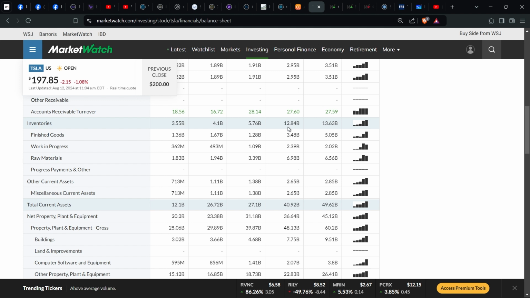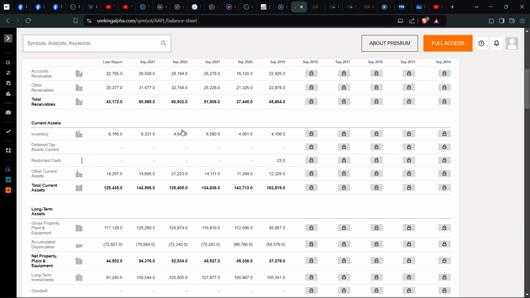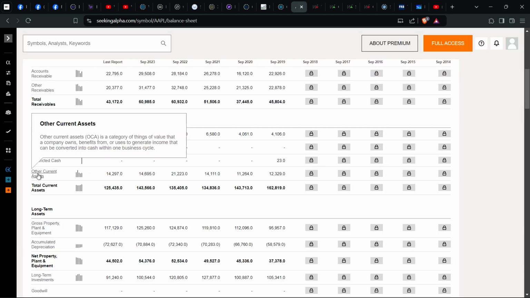So moving on to other current assets, because we're done with the inventories. Other current assets, as the name suggests, are just other current, non-cash assets. This is not cash. These are non-cash assets that can be liquidated within the year, or are in the plans of being liquidated within the year. Let's go back to Apple. You can see here it's the same story.